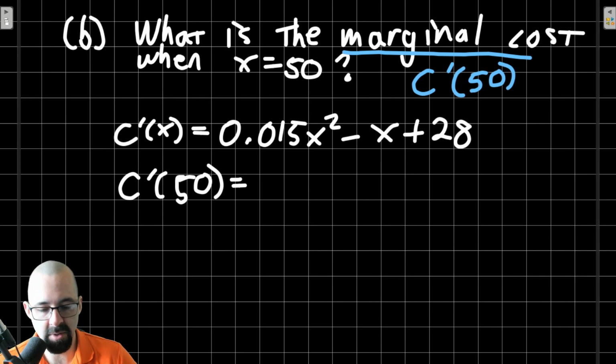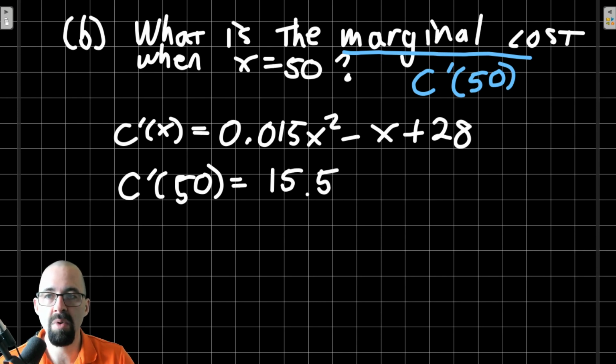And it's entirely possible I will make some calculator errors during these videos as well. Feel free to always ask about that if you'd like. You get 15.5 is what c prime of 50 is.